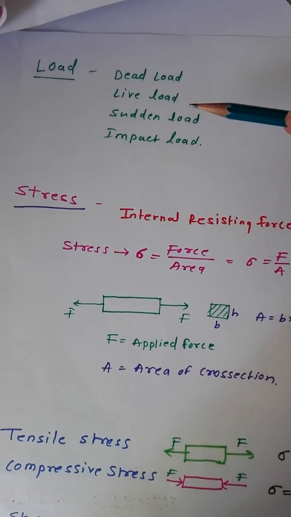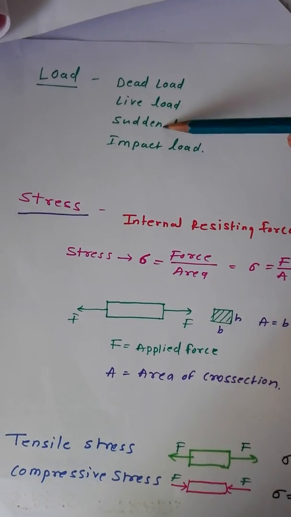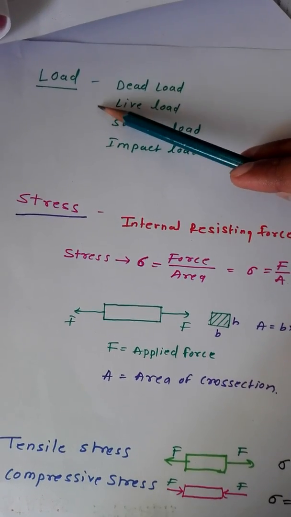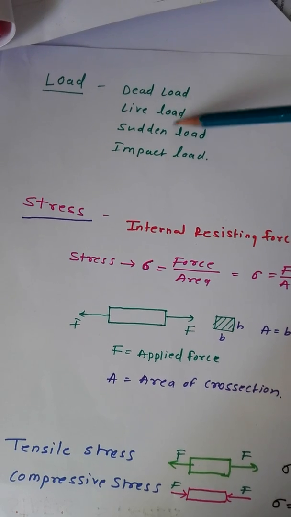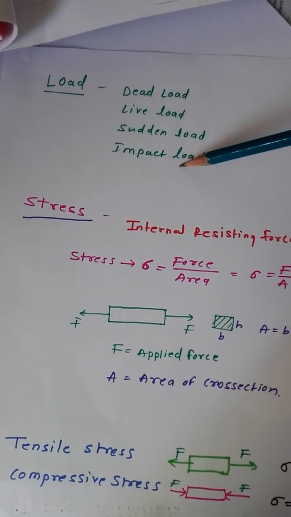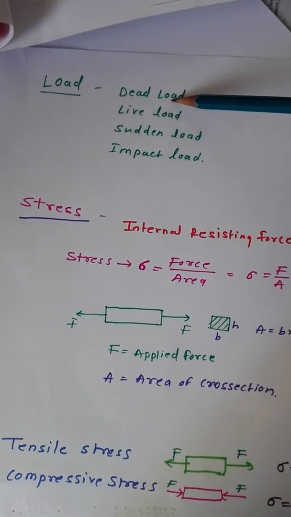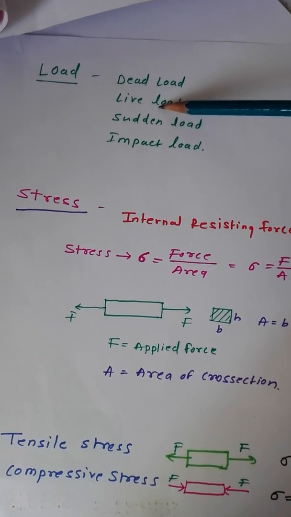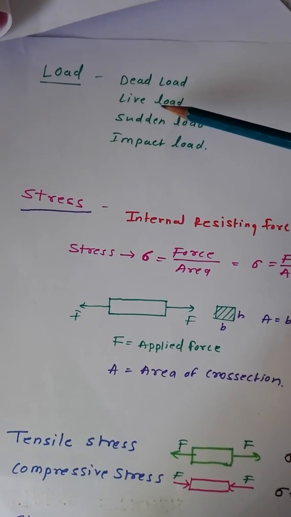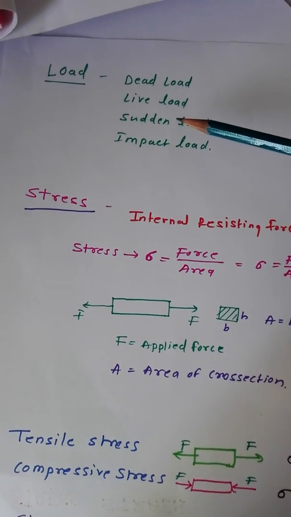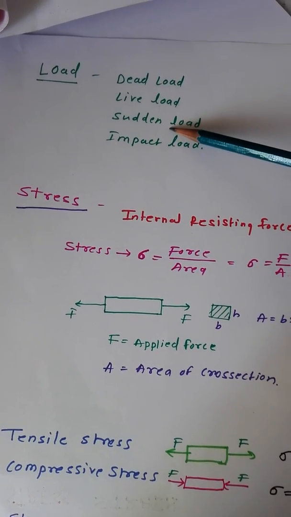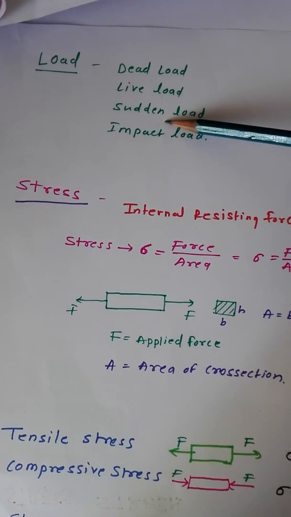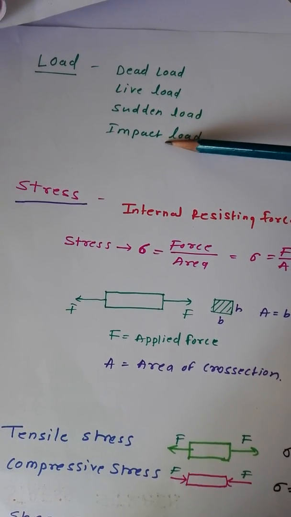Moving on to the next video, it is much more important to understand this before going to machine design. We need to understand what is load and the types of loads: dead load, live load, sudden load, and impact load. There are four types of load. Dead load is nothing but a steady load. Live load is a continuously varying load. Sudden load and impact load are somewhat similar, but there is a slight difference between them: they act suddenly, like hammering, and these effects we can call an impact load.